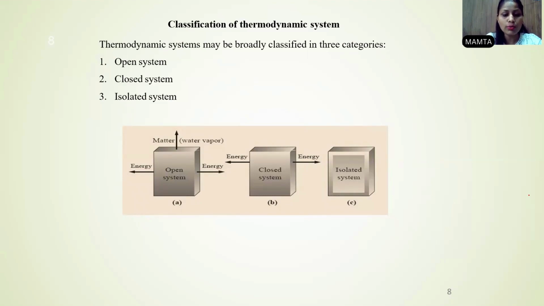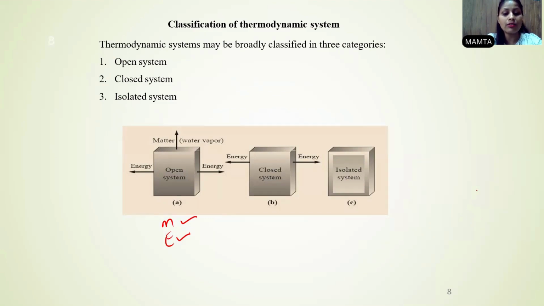So an open system is a thermodynamic system that exchanges both energy and matter with its surroundings, right? So here the mass is exchanged and energy is also exchanged. Here both heat and mass can flow across the system boundary.